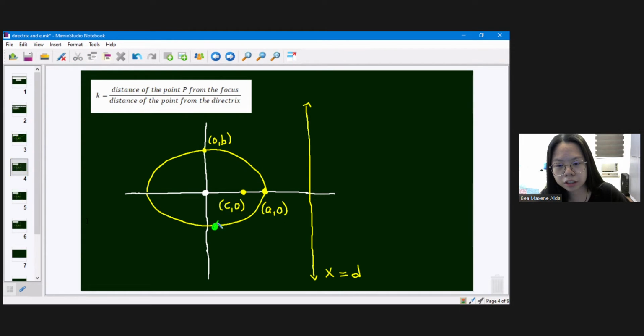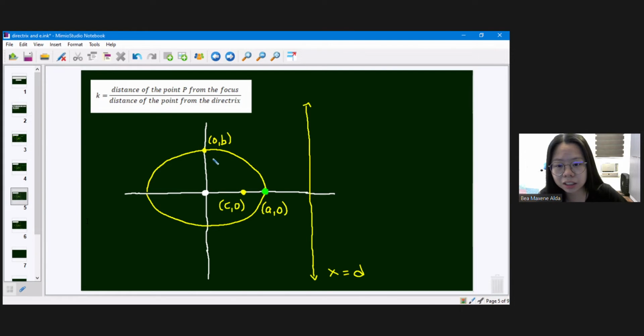Exactly. So, say you put it here. Same din siya. And then, you know, typical E is equal to the first distance over the second, yung focus and directrix. Yan. It's always a constant. Now, since this applies to any point of the ellipse, right?